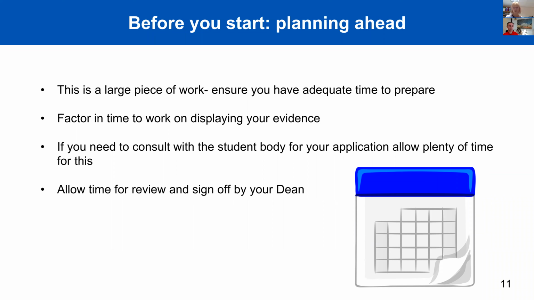If you need to consult with the student body before your application, like you do for the student engagement one, allow time for this, because student responses can be a little slow at times and need chasing if they're anything like our students. And just be aware that it needs to be signed off by your dean. And again, make sure that you've got time in their diary where they can do that and you're not panicking at the end trying to chase down the dean.